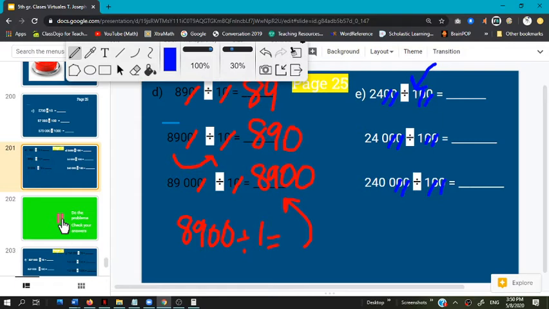So 24 divided by 1 is just 24. 240 divided by 1 is just 240. And 2,400 divided by 1 is just 2,400. Okay, it's that simple. We don't need to complicate it.